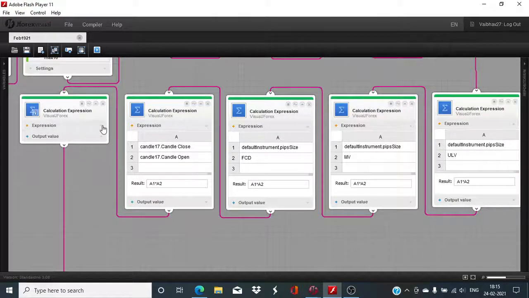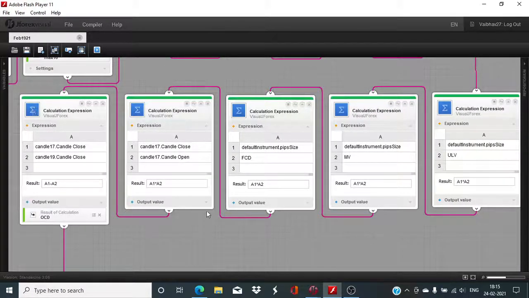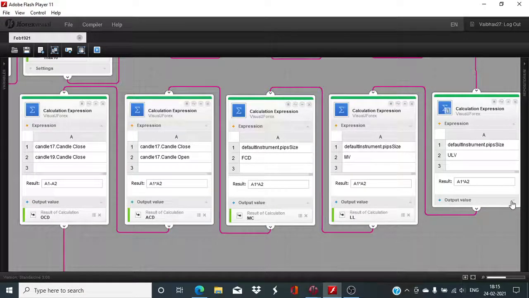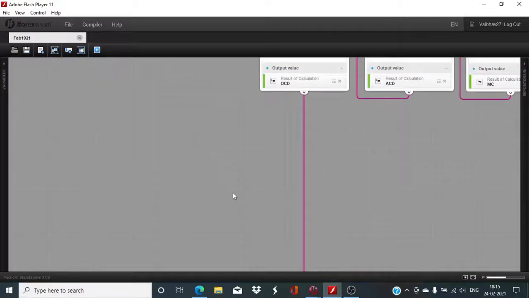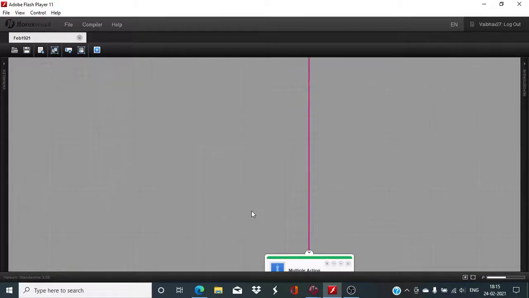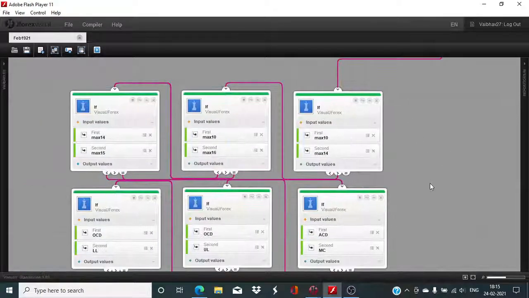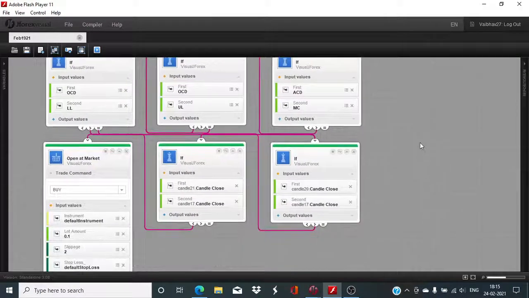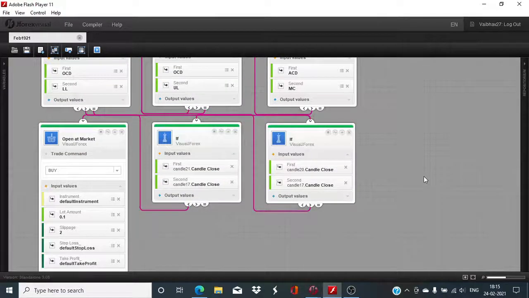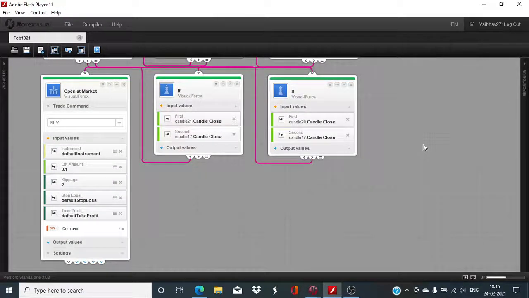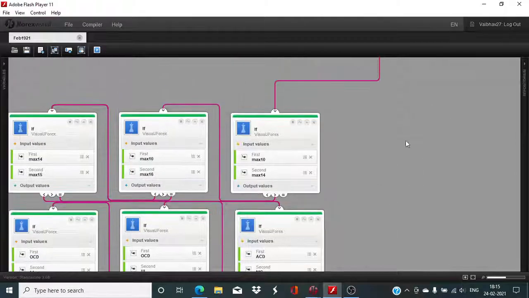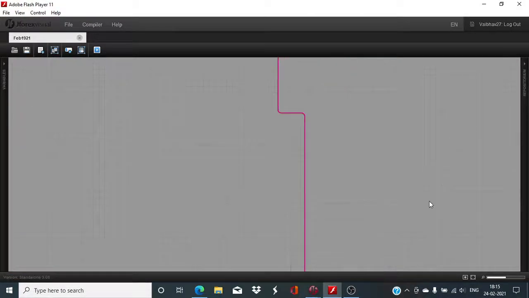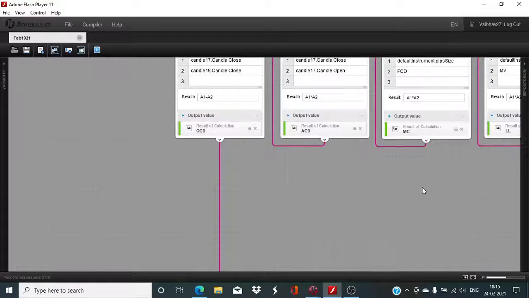In a prior session, I had also defined these five calculation expression blocks to help us with defining the conditions which need to be fulfilled before the execution of the trade. And then I have also built this if-else structure to set the conditions for the execution of the buy side. Now in today's session, we will be working with the sell side requirement.